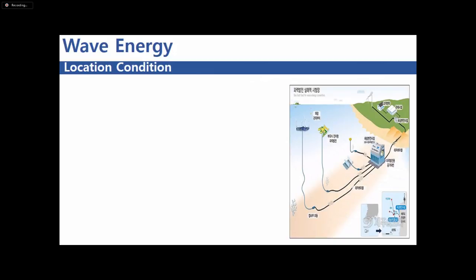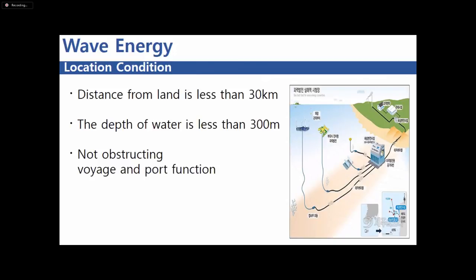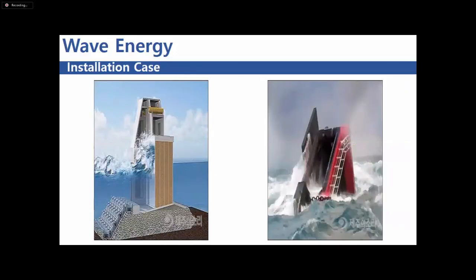There are many types of wave energy, but we talk about the fixed one. So the location condition is like that. The distance from land is less than 30 kilometers, and the depth of water is less than 300 meters. Also, finally, no obstructing features because it's near the shore. So this is the Jeju plant, but there is some problem with it.